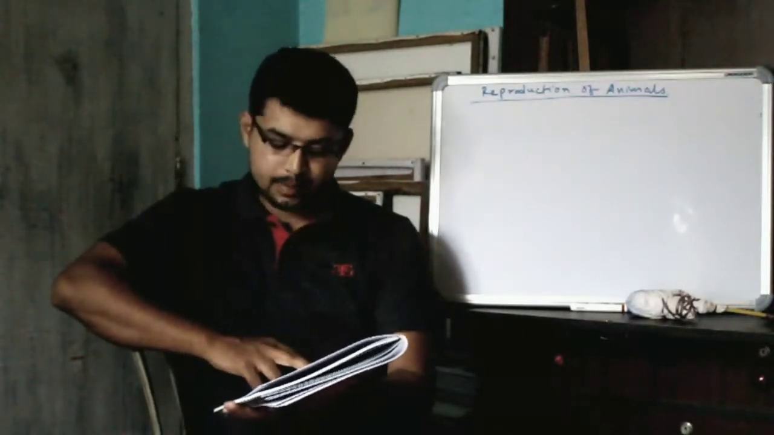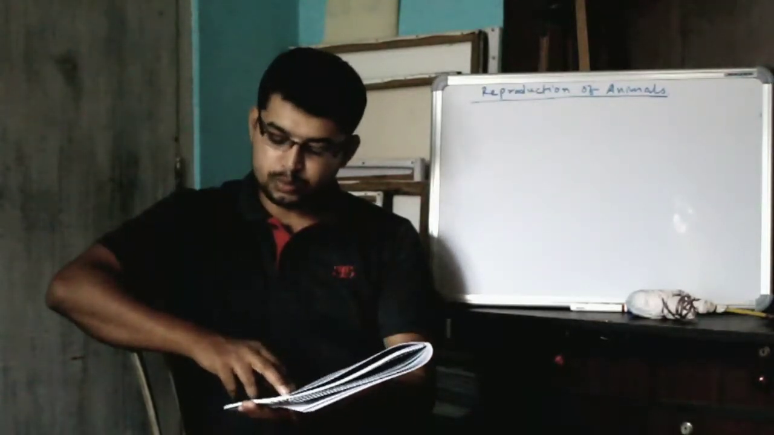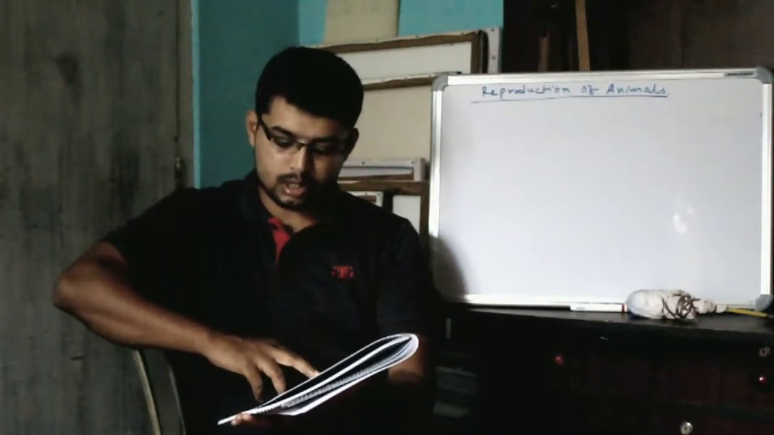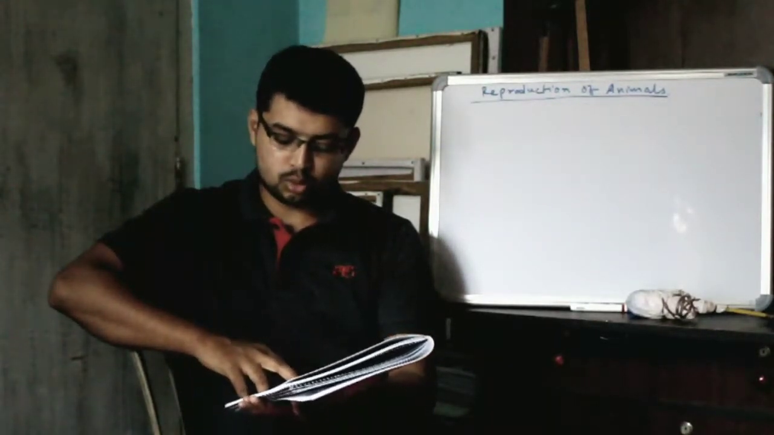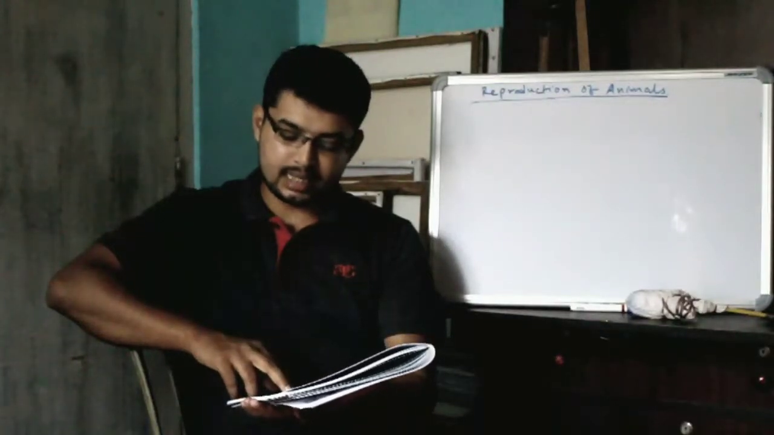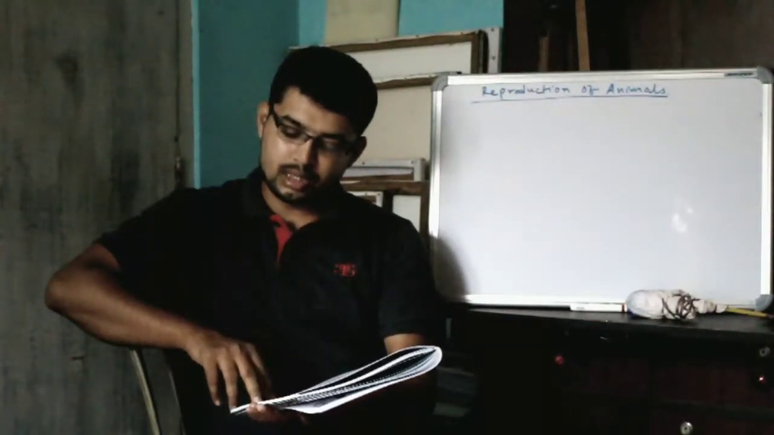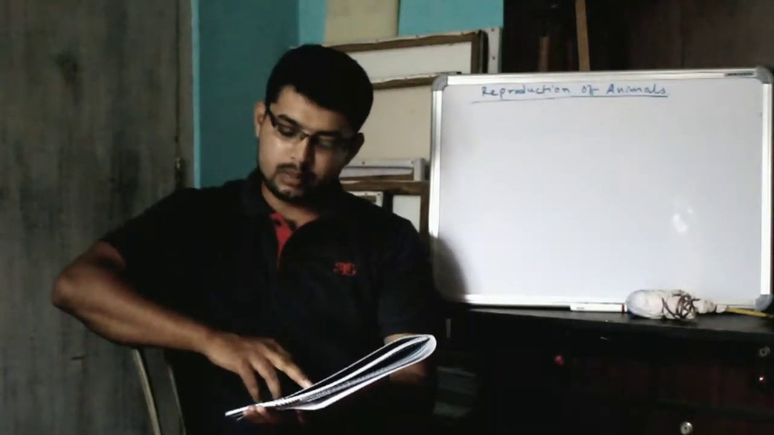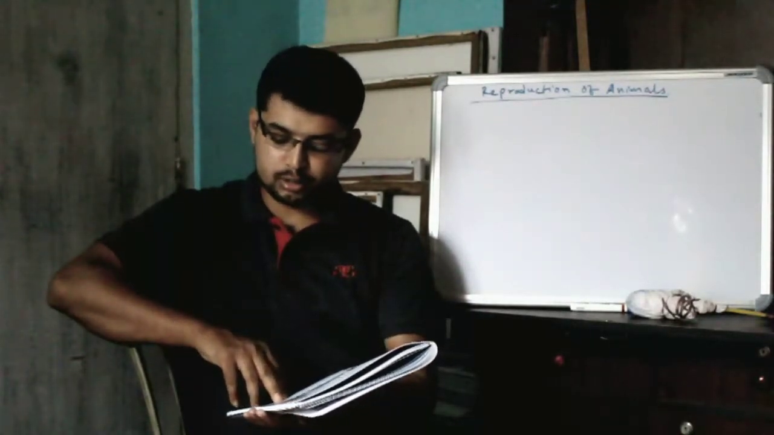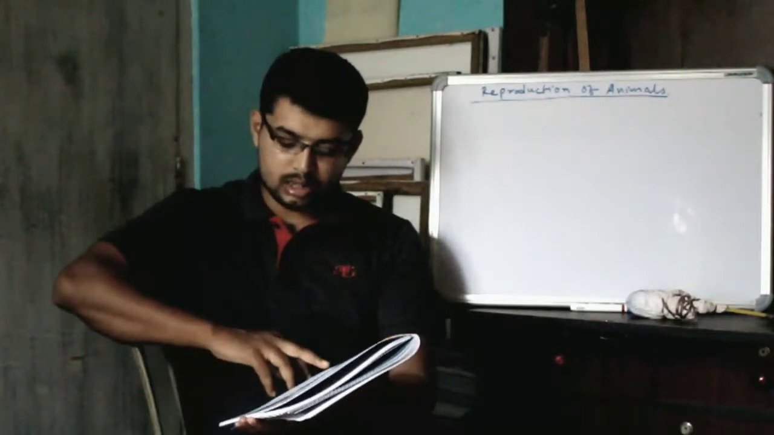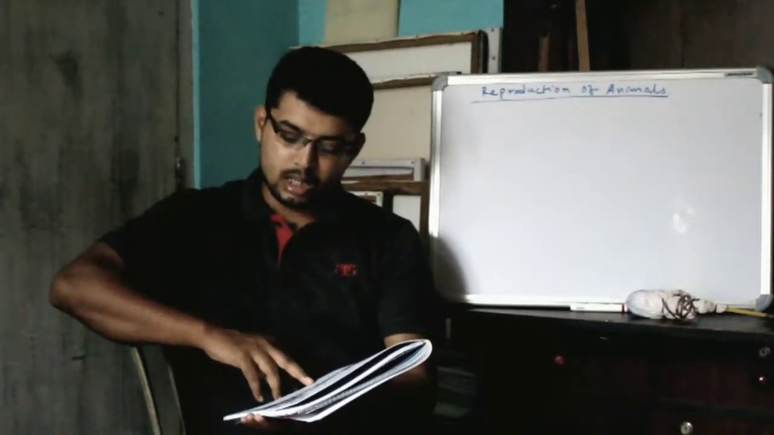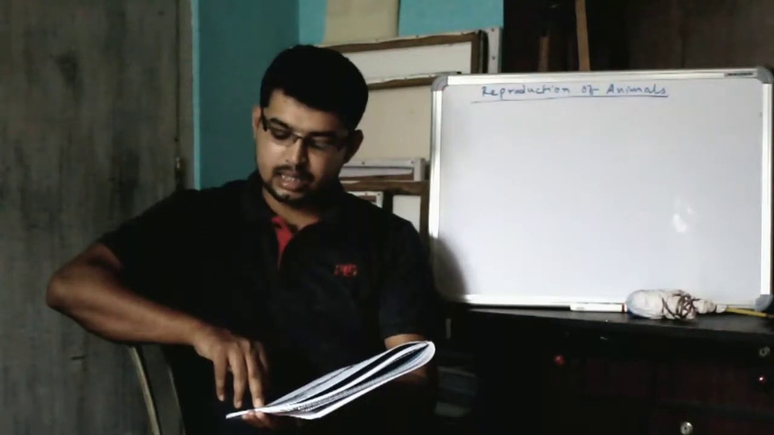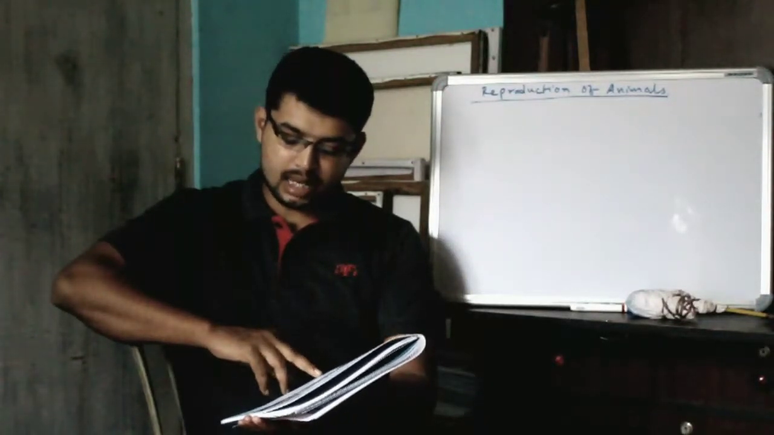Animals can be separated into two groups: those which give birth to their young ones, and those which lay eggs that eventually hatch into young babies. Those animals which give birth to their babies are called live-bearing or viviparous. Those animals which lay eggs are called egg-laying or oviparous.